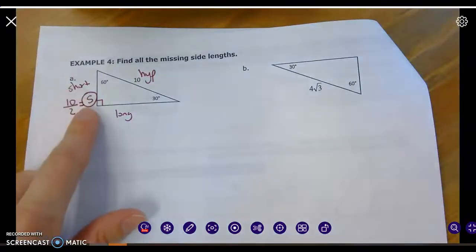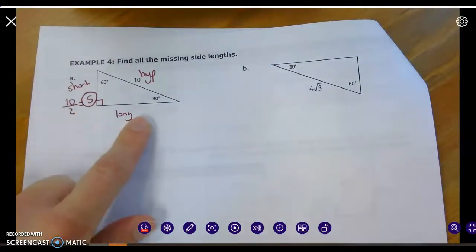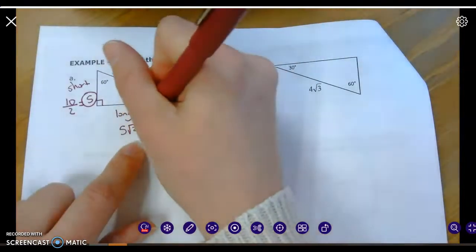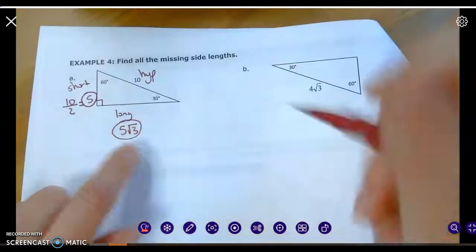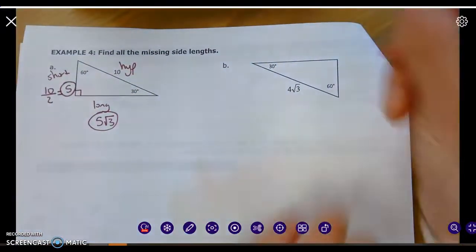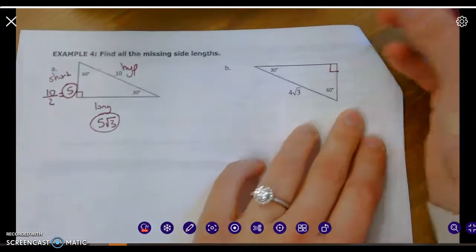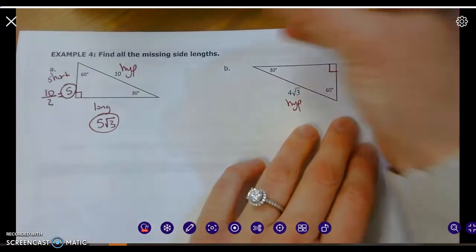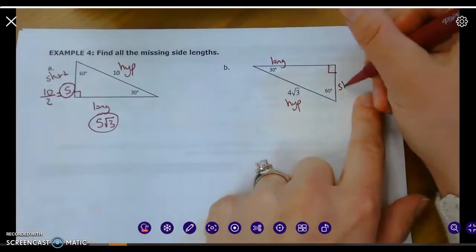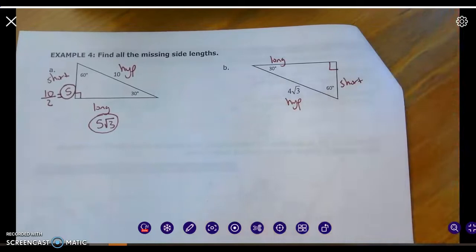If we have the short leg, we use that to find the long leg. So we take our 5 and multiply that by the square root of 3. And that is the length of the long leg. Okay, we're going to do that again. So we have another triangle here. We know the hypotenuse. We are looking for the long leg and the short leg.